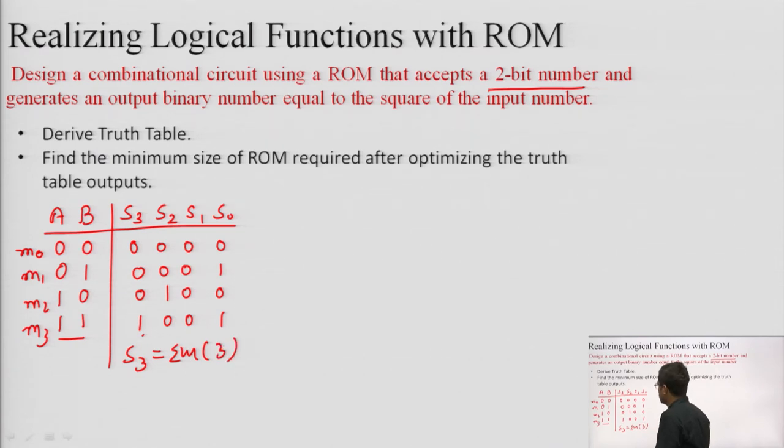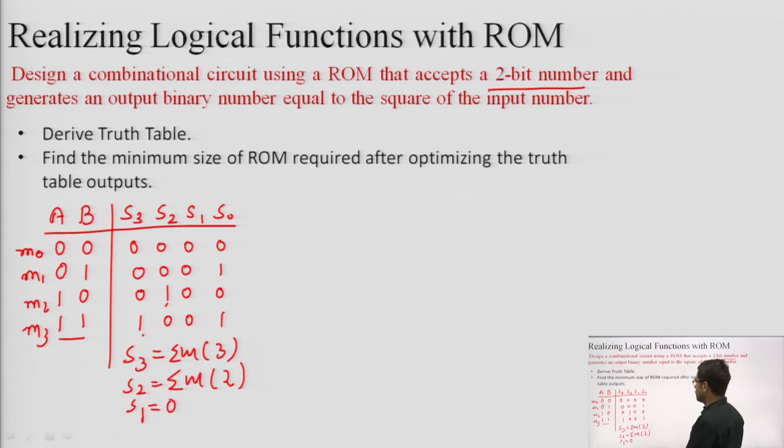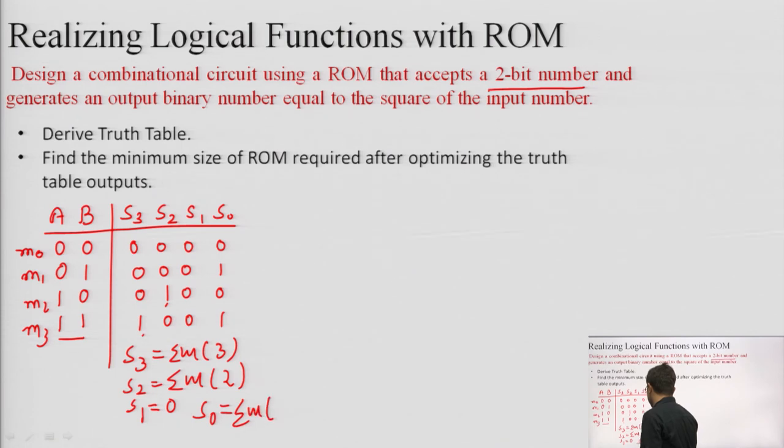Third minterm. Similarly, S2 will be equal to, this corresponds to 2. Similarly, for S1, there is no minterm. So, S1 is equal to 0, and for S0 there are 2 terms, which are 1 and 3. Okay. So, 1 and 3.